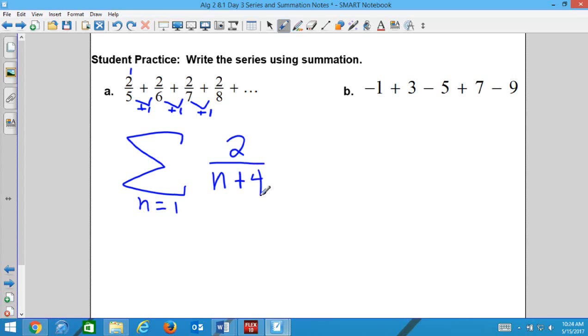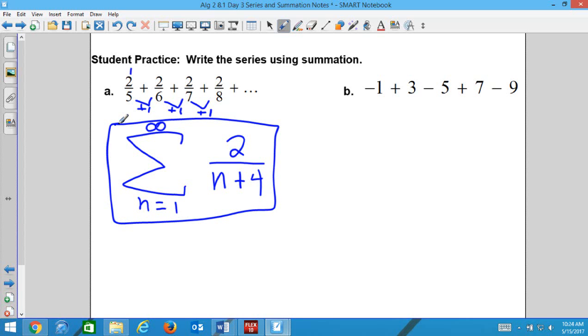And then at the top, when do I stop inputting numbers? I don't, so what goes on top? Infinity on top. So this would be our formula.